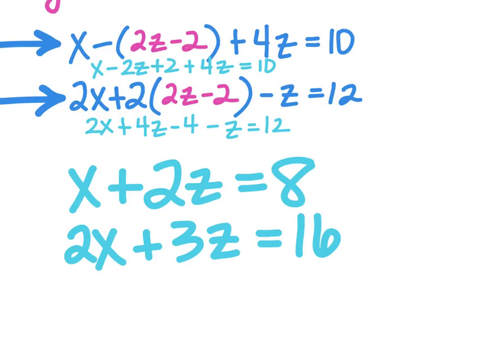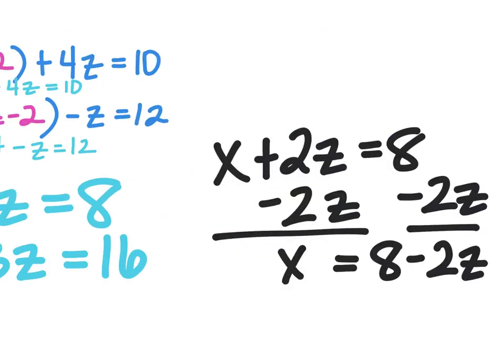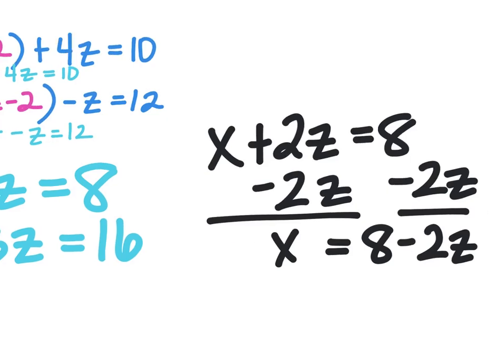After we simplify the two equations that we substituted 2z minus 2 in for y, we get a new subsystem of x plus 2z equals 8 and 2x plus 3z equals 16, and we're going to solve that for both x and z. I'm going to solve the subsystem by the substitution method as well to reinforce the steps. Remember that step one was to solve one of the equations for one of the variables.